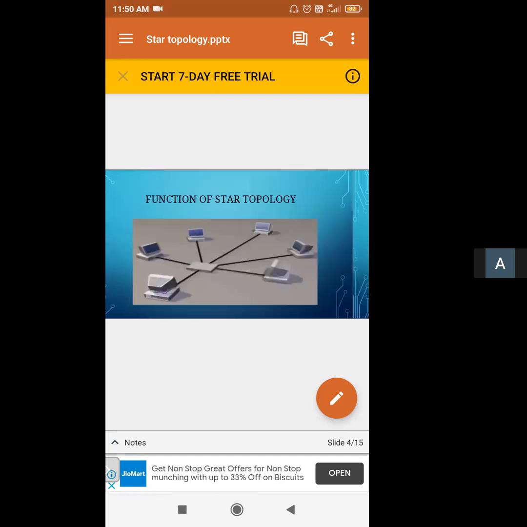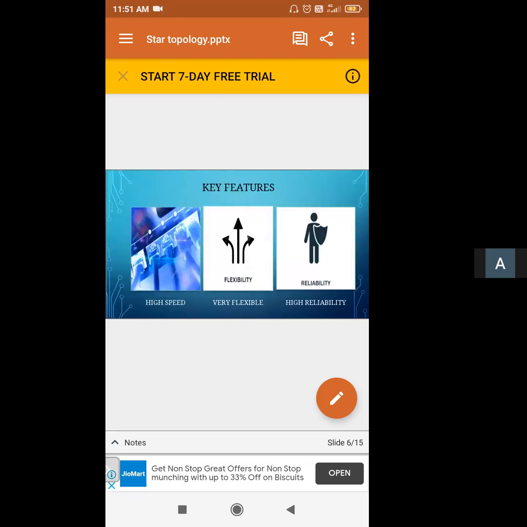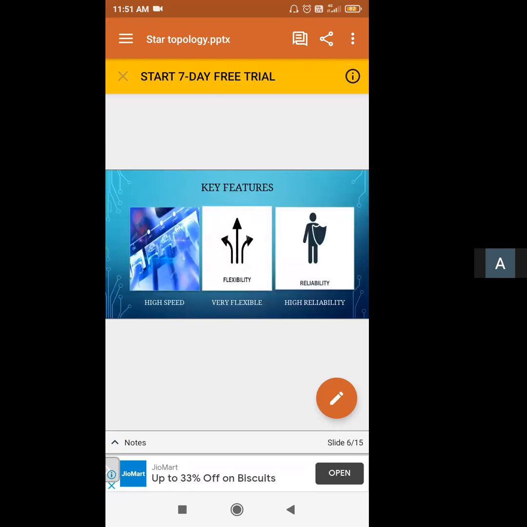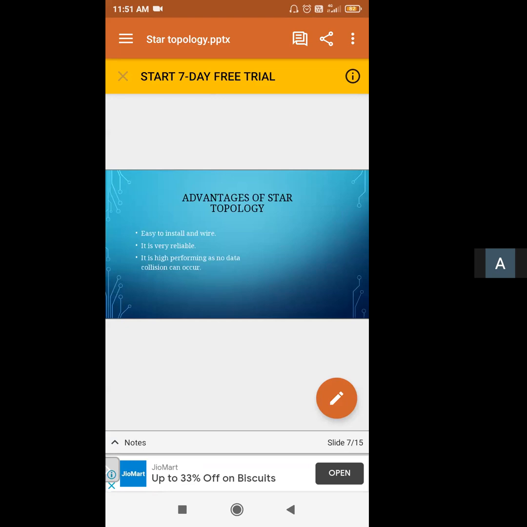The other one is key features. The main important features of star topology are, first, high speed, second, very flexible, and third, high reliability. The advantage of a star topology is that it is easy to install and wire. It is very reliable. It has high performance, and no data collision can occur.